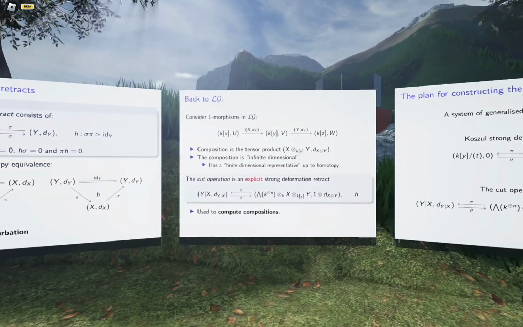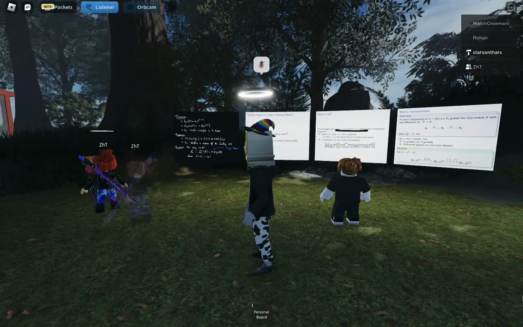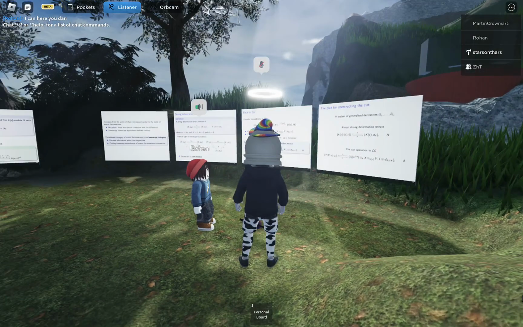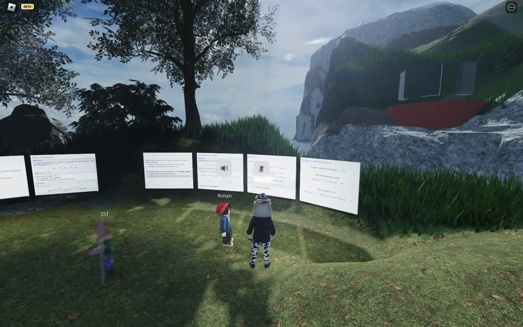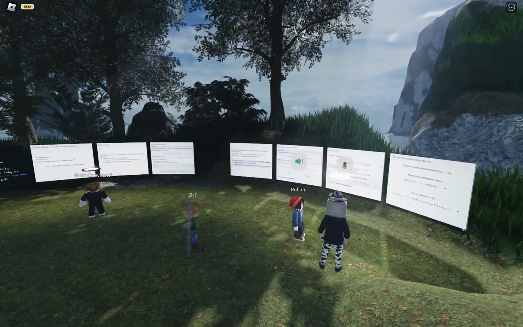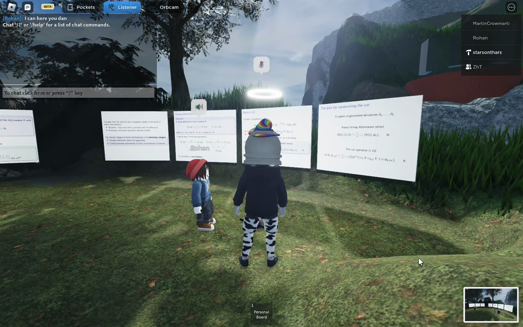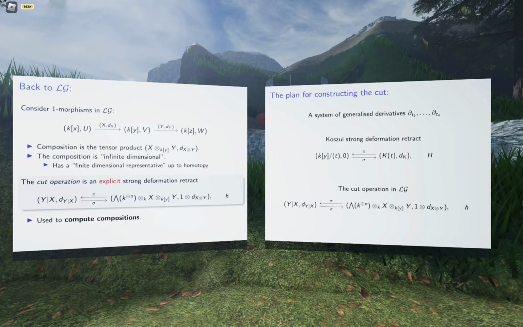So in LG, we're going to consider some one-morphisms. So we have what we've got in this diagram here. We've got some potentials U, V, and W, and then we've got matrix factorizations X and Y acting as one-morphisms between U and V and W. And it's possible to define a kind of tensor product for matrix factorizations. And this is the sort of device that's going to play the role of composition in the bicategory of Landau-Ginzburg models.